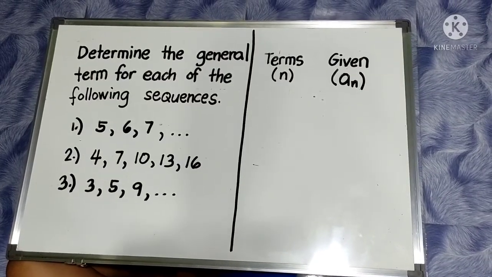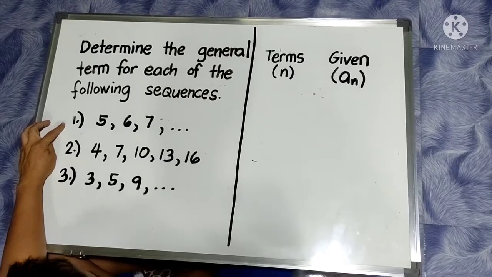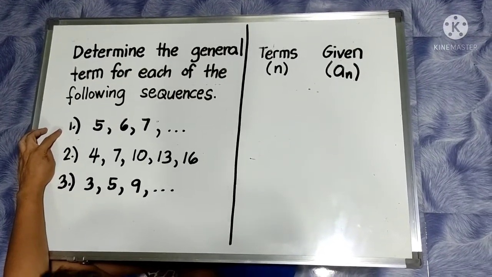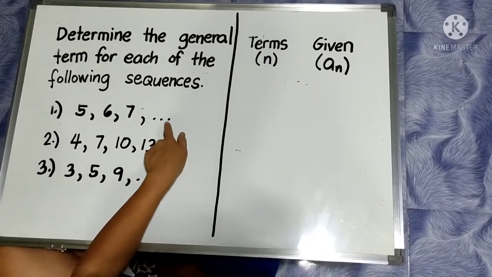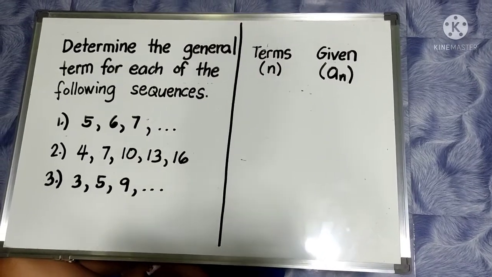And let's start with number 1. Given the infinite sequence, 5, 6, 7, and so on. It is infinite because of the presence of ellipses, meaning so on. What is the general term?